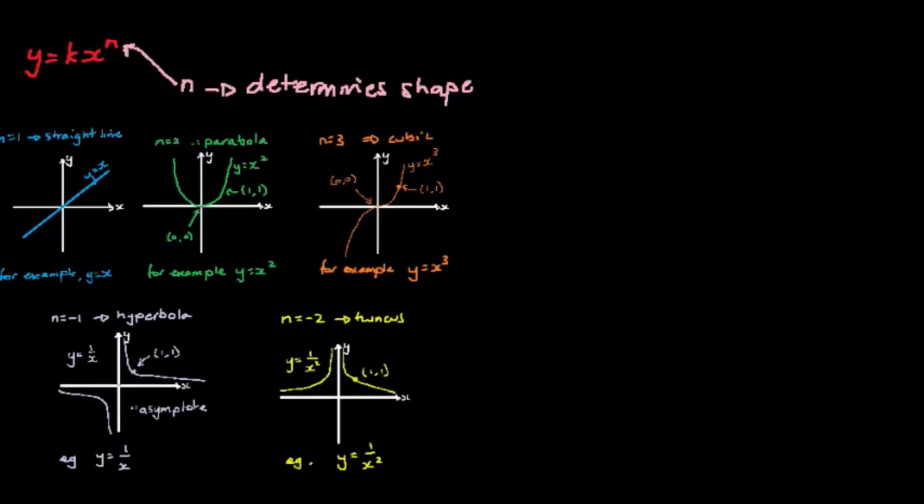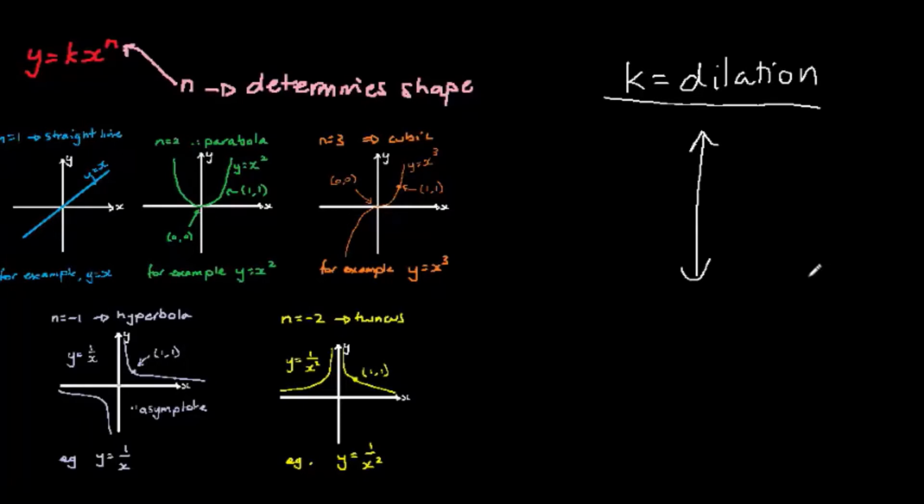So now we know what the value of n does as far as the shape of our graph. So now let's have a look at what k does. Now k is what's called a dilation. So I'm going to write here dilation. And what k does is it will stretch the graph this way.